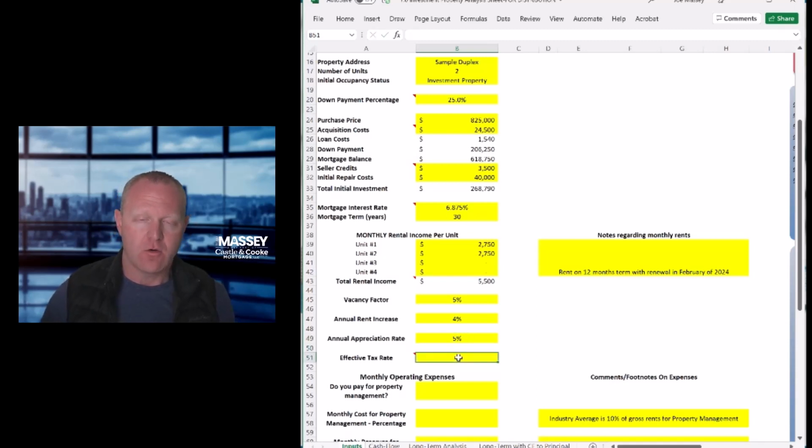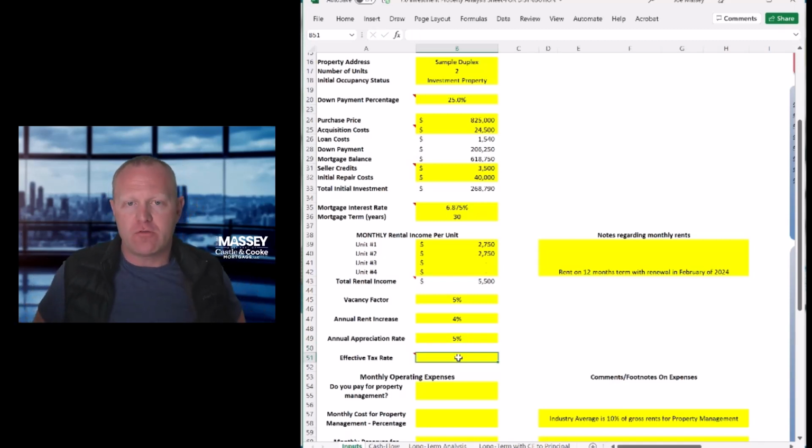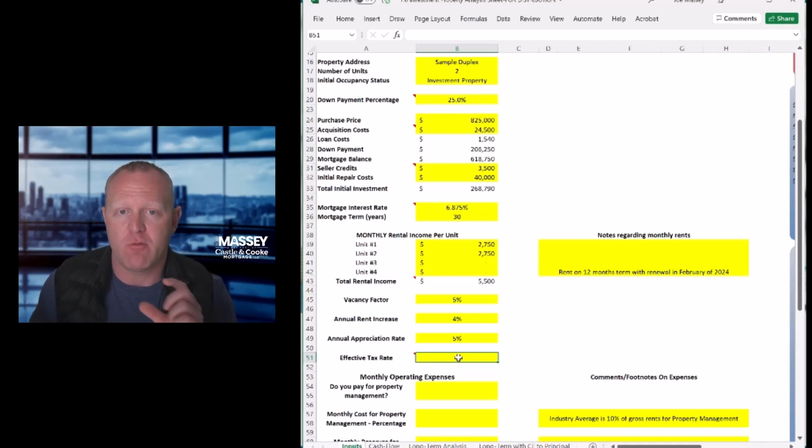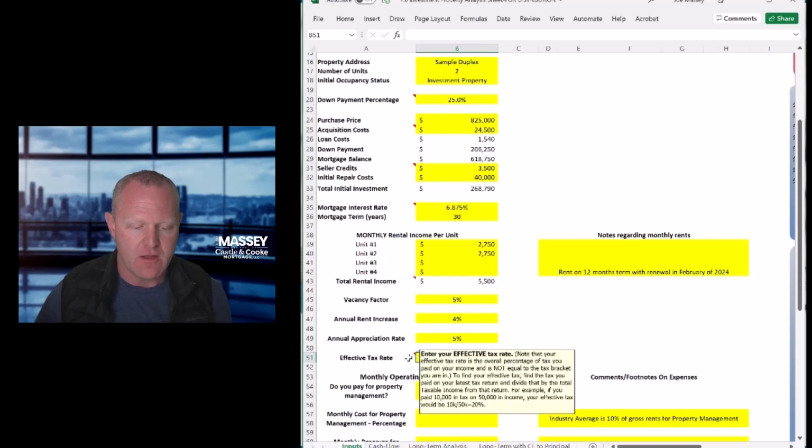Next is going to be your effective tax rate. So this is a really important number that I think most investors are really familiar with, or most folks, whenever you file your taxes, this is on the cover page, your effective tax rate, and when you get that information back from your CPA. This is not your tax bracket, but truly your effective tax rate. And you can highlight the tooltip here, and it says, note your effective tax rate is not your tax bracket, but how much you're truly paying in taxes.